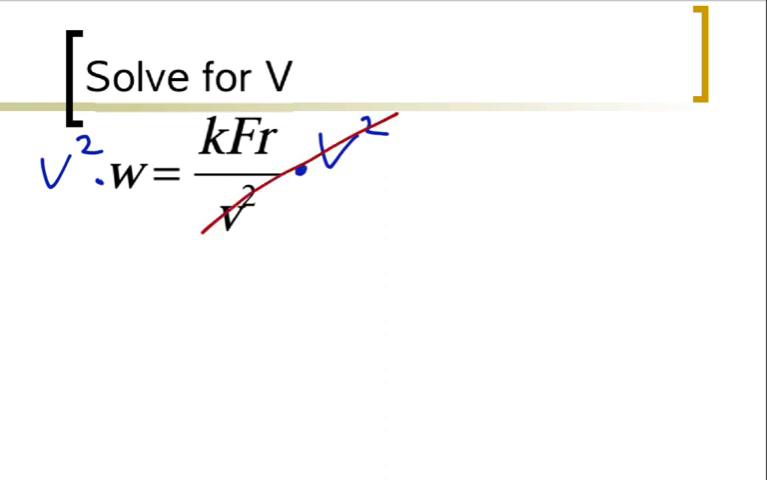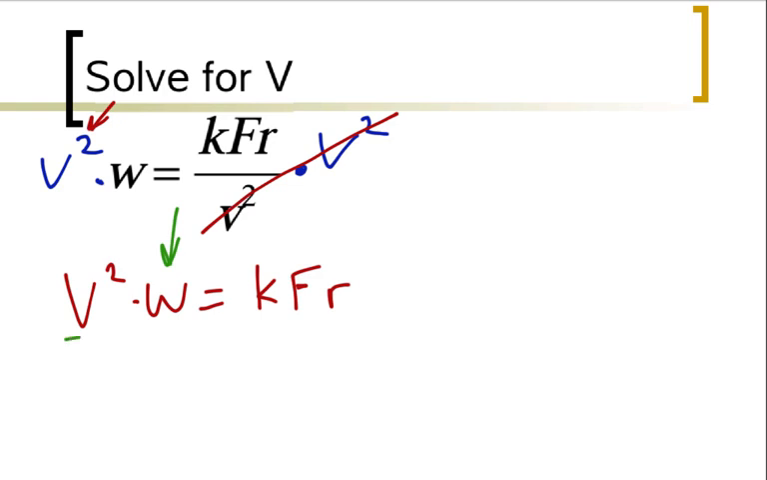That crosses out on the right hand side, and what if I do it to the right hand side? I now did it to the left hand side. So the equation is in balance. I have v squared times w equals kfr. So what I need to do next is notice that I've got a w next to the v squared. The w is multiplying by the v squared, so the opposite of multiplying by that is dividing by w. So now I've divided both sides by w, and v is almost alone.